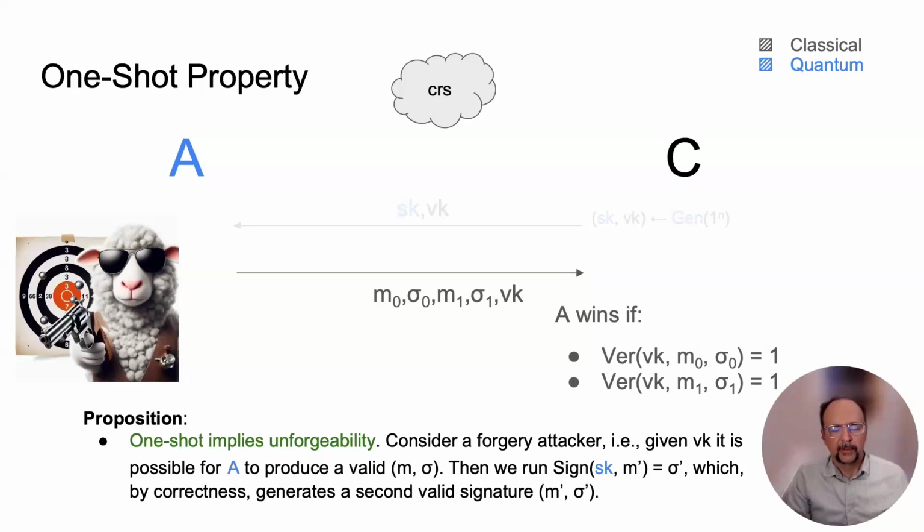Now, we can run the signing algorithm on the side of the challenger if you want. That will produce another signature, and we can choose a different message. So by correctness, this will give us two valid signatures, which of course means that the one-shot property has been violated. For this reason, it's sufficient for us to just focus on the one-shot property.